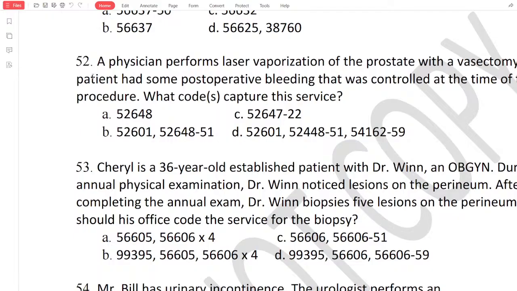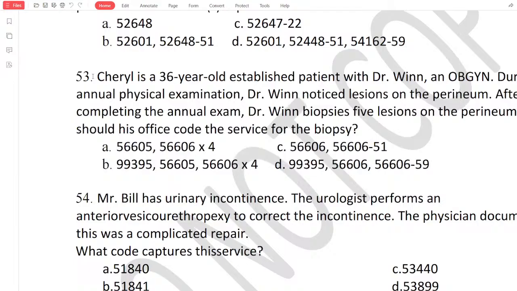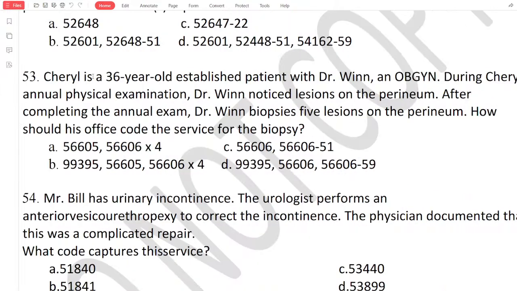Move on to next question. Cheryl is a 36-year-old established patient with Dr. Win, an OBGYN. During Cheryl's annual physical examination, Dr. Win noticed a lesion on the perineum. After completing the annual exam, Dr. Win biopsied the lesion on the perineum. Now, should his office code the service for the biopsy? It's a biopsy related question. Okay, solve it.